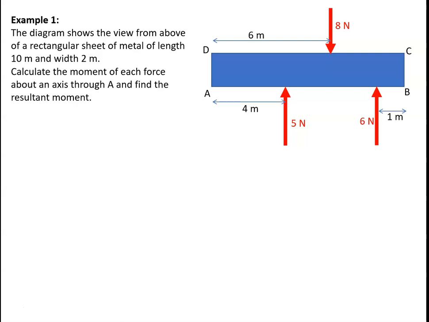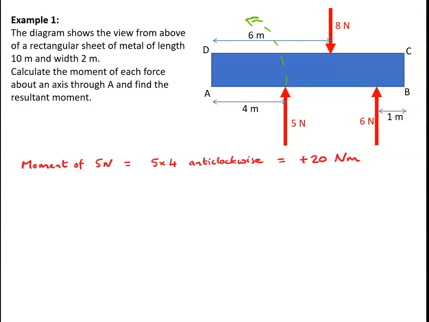So, the diagram shows the view from above of a rectangular sheet of metal of length 10 meters and width 2 meters. We've got to calculate the moment of each of the forces about an axis through the point A, and we've got to find the resultant moment. The moment of the 5 Newton force is going to be equal to 5 times 4, and the 5 Newton force is trying to turn the sheet in an anti-clockwise direction. So the moment of the 5 Newton force is 5 times 4 anti-clockwise, or 20 Newton meters.